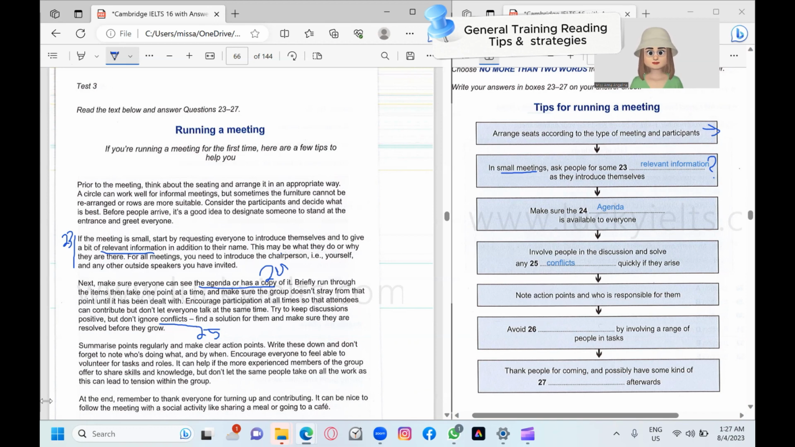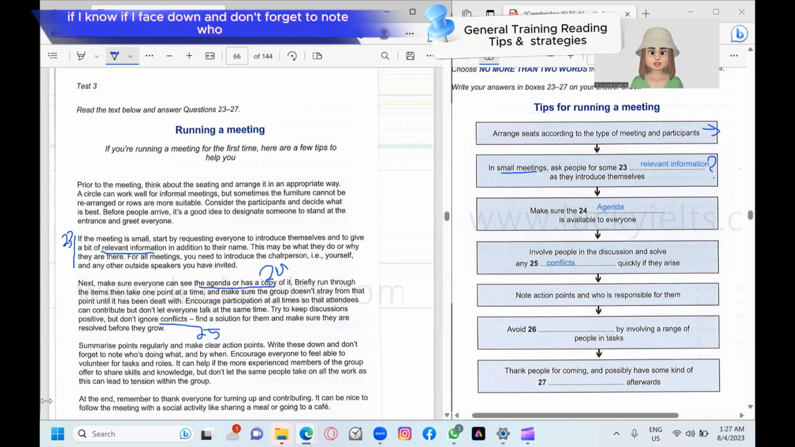It can help if the more experienced members... write these down and don't forget to note who's doing what and by when. This is action points and who is responsible for them, isn't it? This is the meaning of it. Who's doing what and by when.